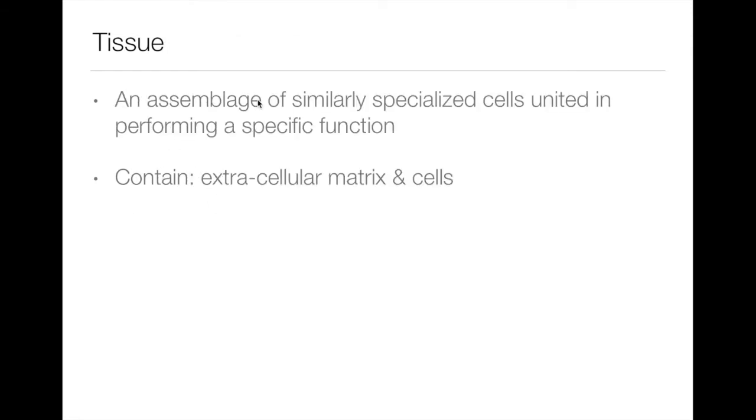First of all, what is a tissue? It is an assemblage of similarly specialized cells united in performing a specific function. And a tissue is made up of two things: cells, so it is an assemblage of cells, and ECM, extracellular matrix. Extra means out of the cell, and it's the fluid around the cells.